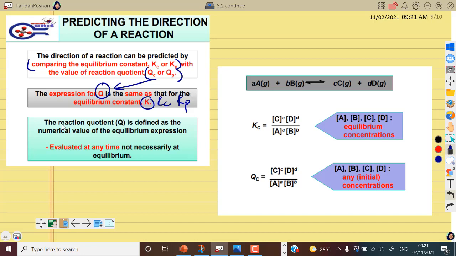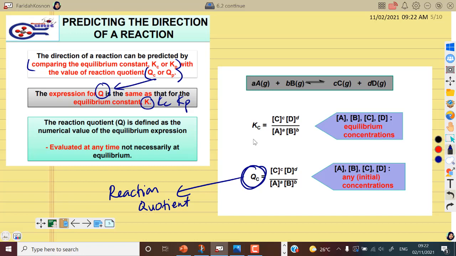tu lah tadi. Okay, the reaction quotient. Jadi Q ni apa? Ni nampak Q ni. Yang saya bulatkan tu adalah reaction quotient. Namanya reaction quotient. Okay, quotient. Ataupun kita boleh sebut Q lah, QC or QP. Okay, it is defined as the numerical value of the equilibrium expression and evaluated at any time, not necessarily at equilibrium. Okay, so jadinya sekarang kita nak kira Q ni ataupun reaction quotient QC or QP ni.